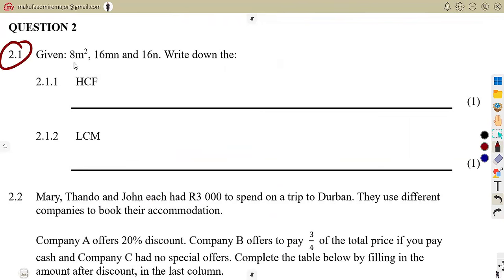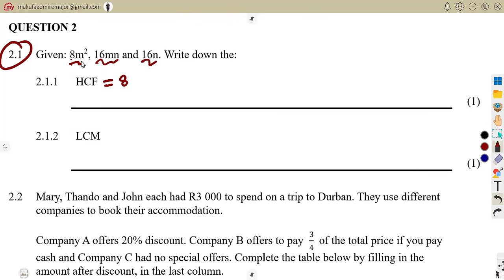On question 2, 2.1, we are given 8m squared, 16mn, 16m. Write down 2.1.1, the HCF. We can see that these numbers are actually common: 8, 16, and 16. Considering the HCF, 8 is the highest number that can be divided into these numbers. So you can take 8.